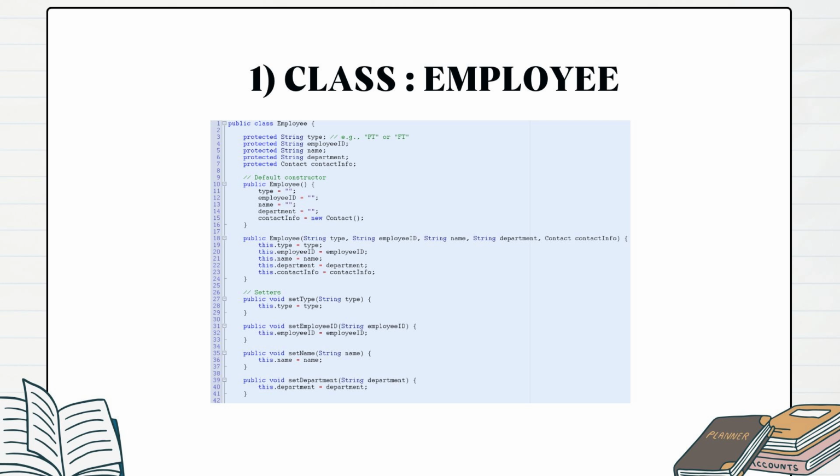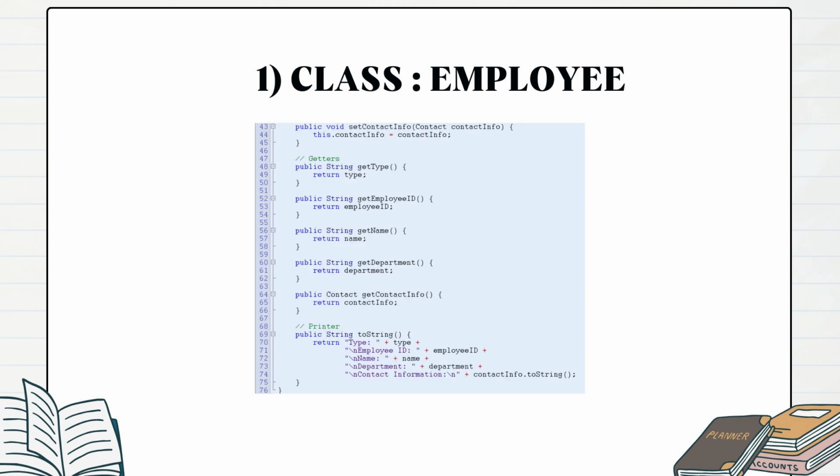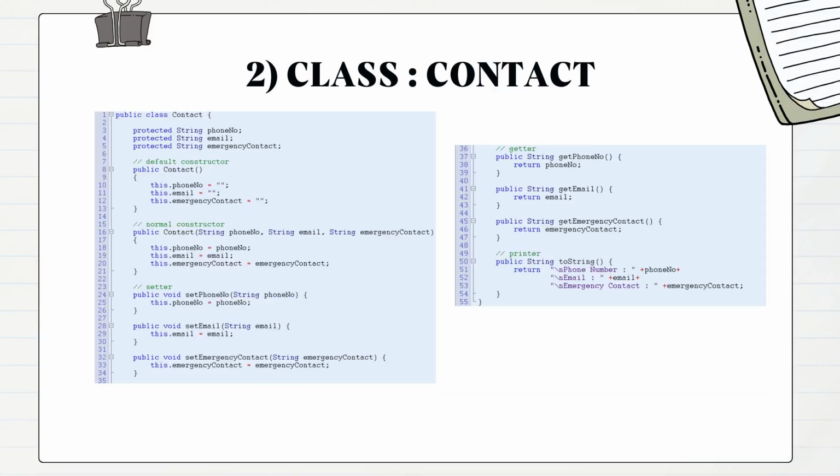For our super class, we have the default constructor, setter, getter, and also printer. And for our composite class, we have the default constructor, normal constructor, setter, getter, and also printer.